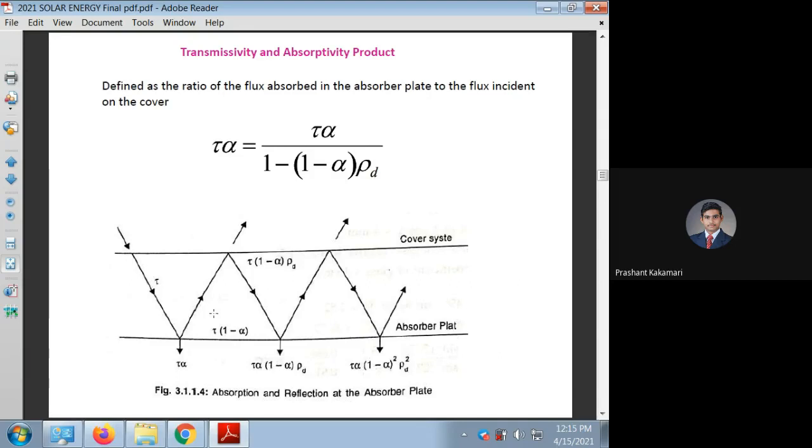So effectively, if you see the reflected back radiations, it has tau into (1 minus alpha), because alpha is absorbed by the glass cover. 1 minus alpha is the total absorbed energy by the absorber tube. After that, some reflection is taking place. Then the diffuse radiations are multiplied here with the reflectivity and sent back to the system. That is denoted by rho d.